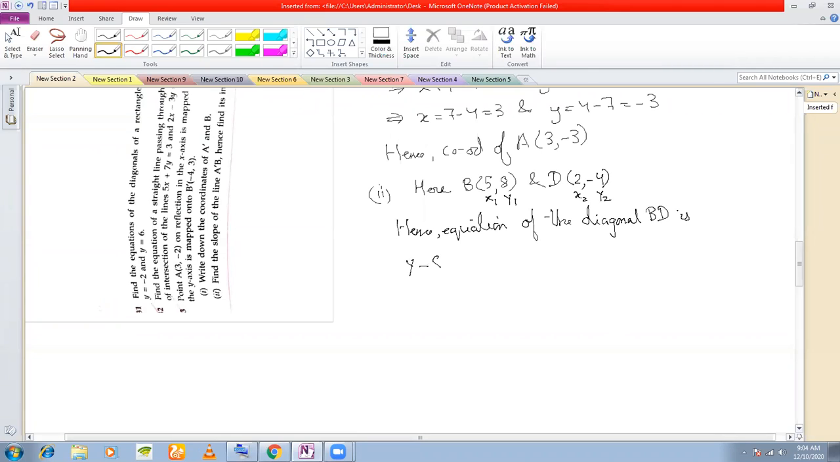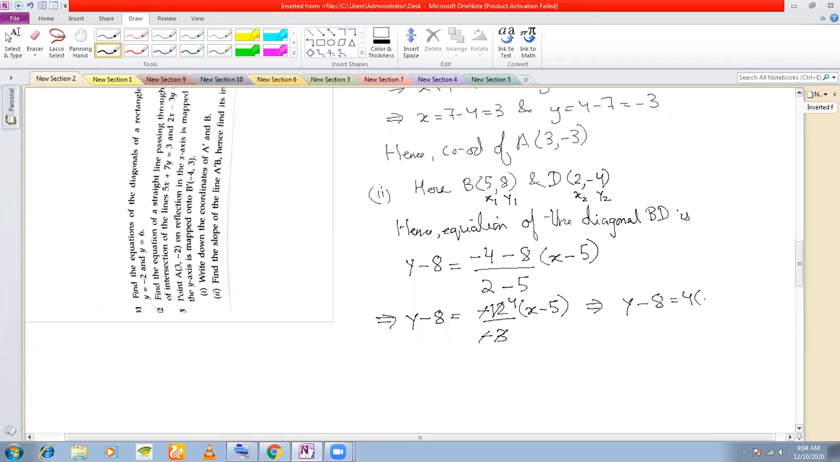x1, y1, x2, y2. Take this in any order. So y minus y1, y1 is 8, is equal to (y2 minus y1) by (x2 minus x1) into (x minus x1). So simplify this. y minus 8 is equal to minus 12 by minus 3 into (x minus 5). So minus minus cancels here. This cancels with 4. So y minus 8 is equal to 4 times (x minus 5).